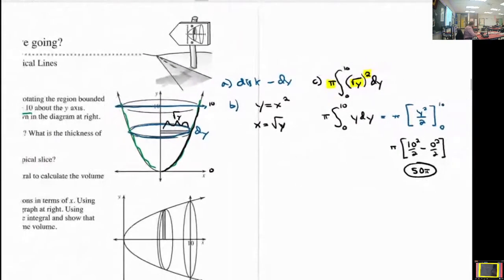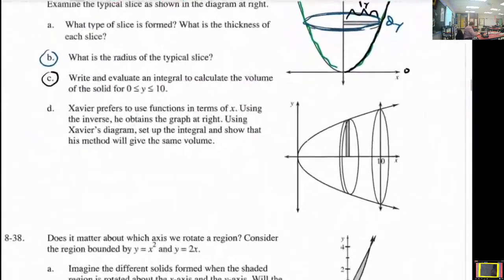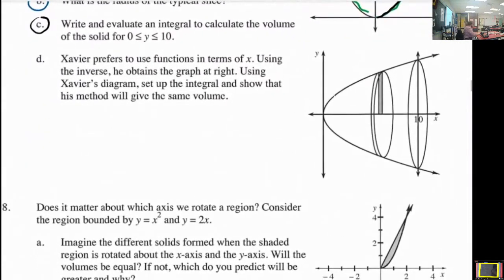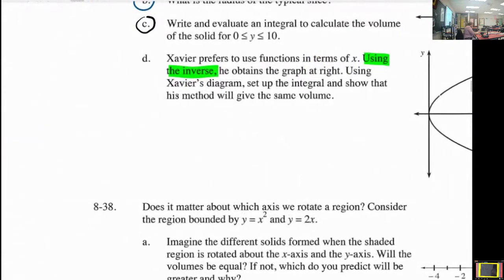So far we've looked at a really simple problem of how we would do this, just stacking up those circles right there. Question D is very similar. Now we have Xavier who's coming along, and he prefers to use functions in terms of x. So he's done a little bit of prep work. He used the inverse function. In other words, he took y equals x squared, and he did kind of what we wrote. He wrote it as x equals the square root of y, and then he switched the variables.